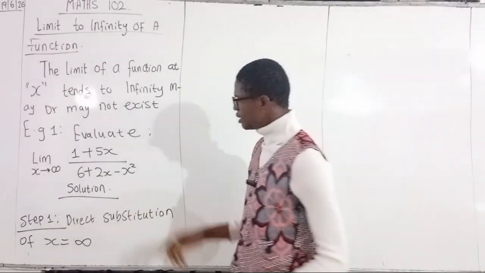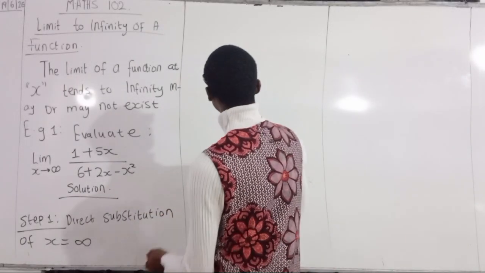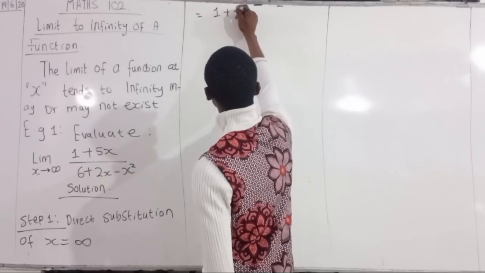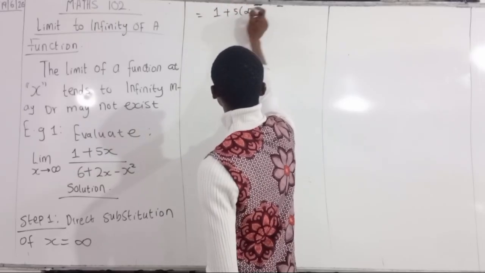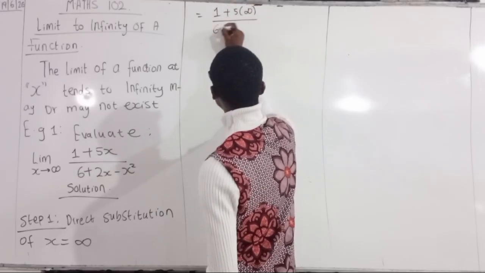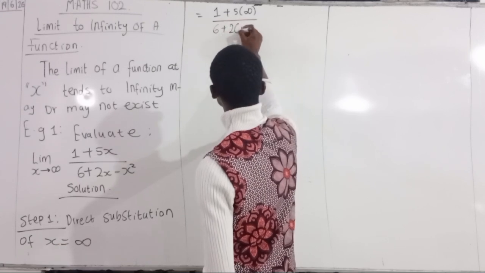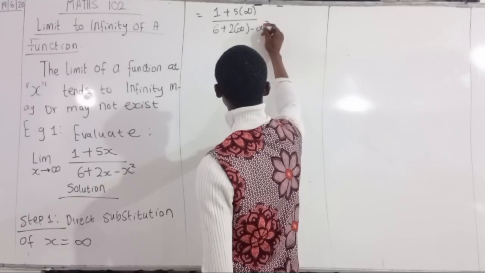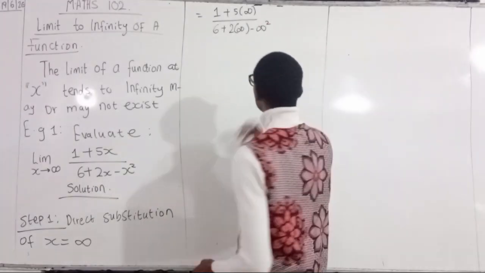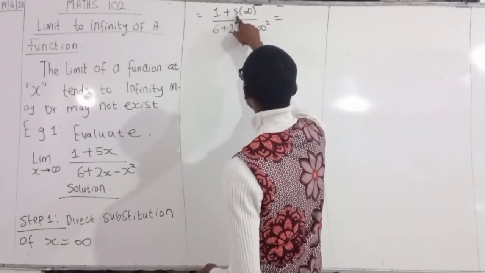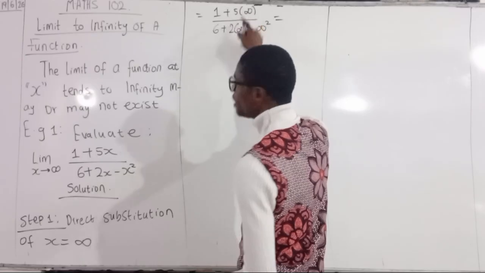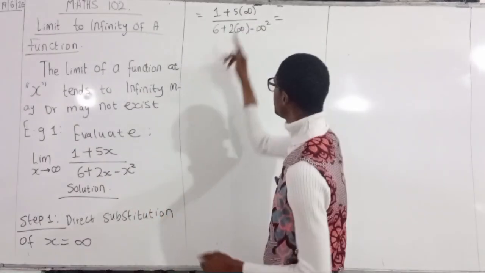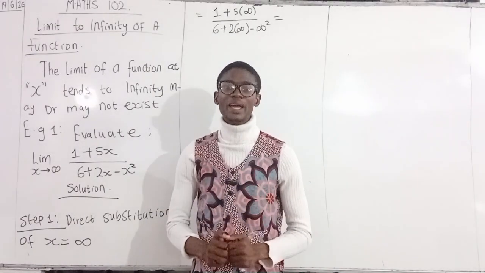Are you getting it? Now if you do this here, you have 1 plus 5 times infinity all over 6 plus 2 times infinity minus infinity squared. So that gives you 1 plus 5 times infinity, because infinity simply represents a very large number.